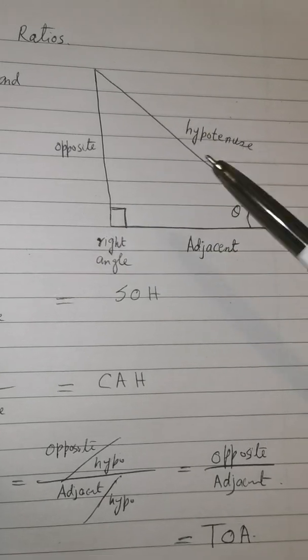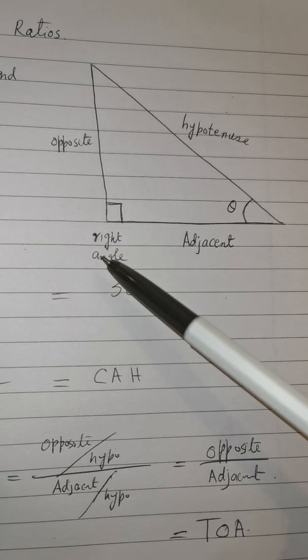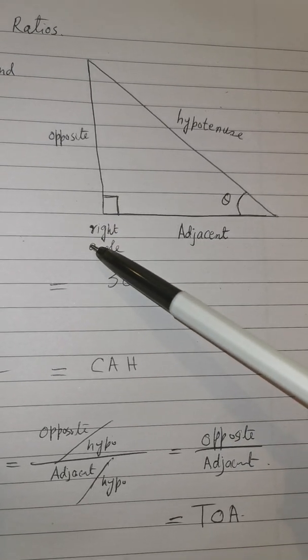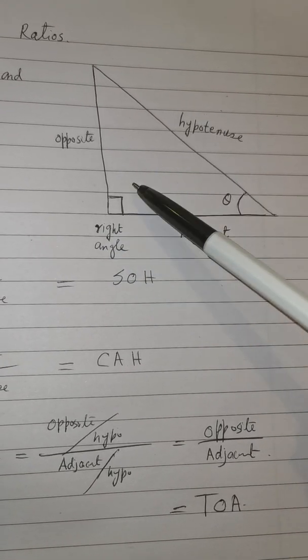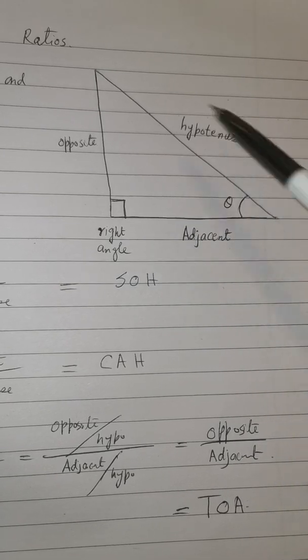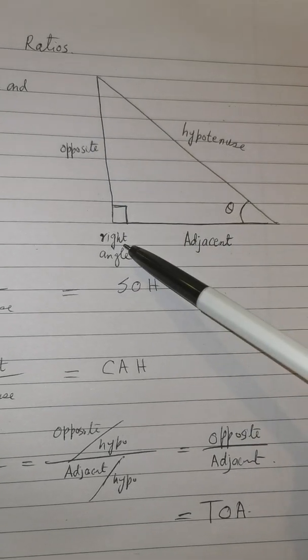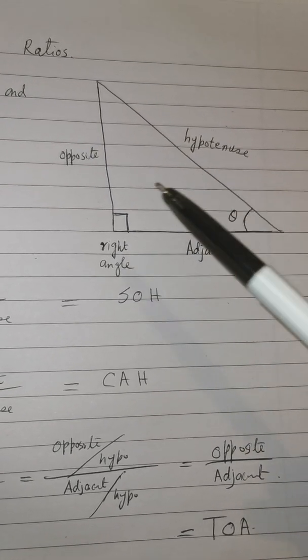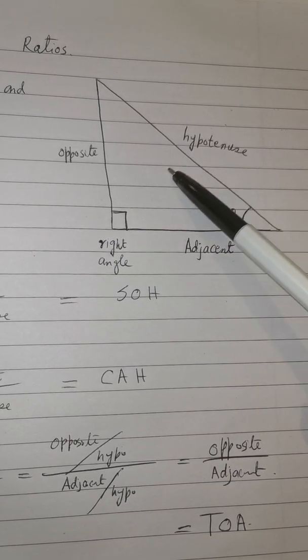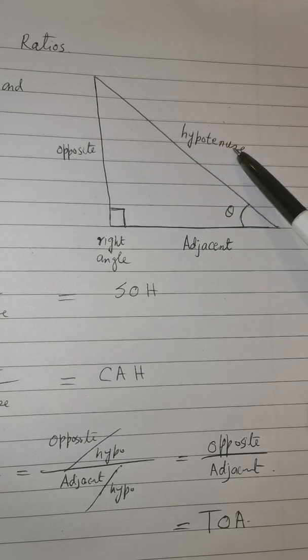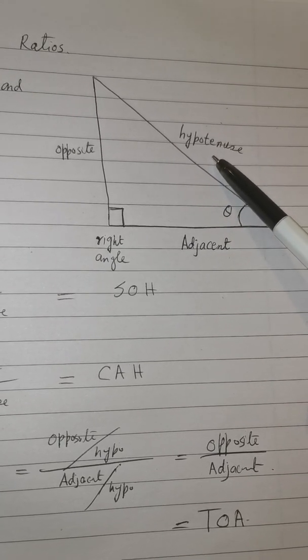In this right angle triangle, the side opposite to the right angle is called the hypotenuse. Basically we have three sides, 1, 2 and 3, in a right angle triangle. The side which is opposite to the right angle is called the hypotenuse. You have to remember its name.